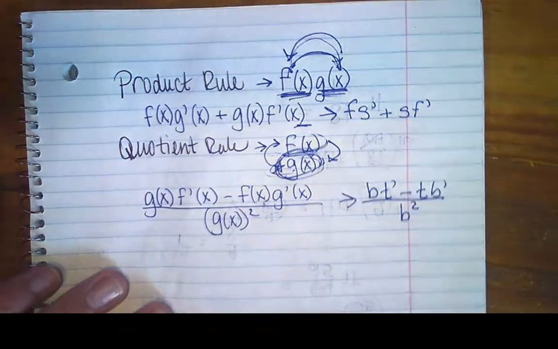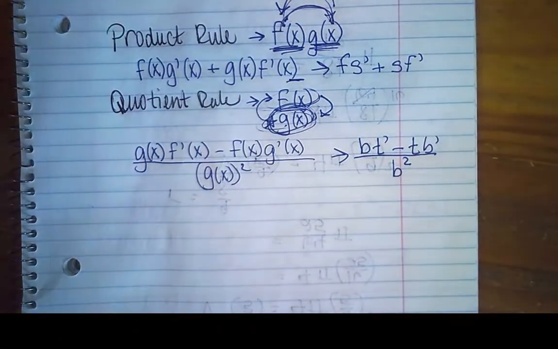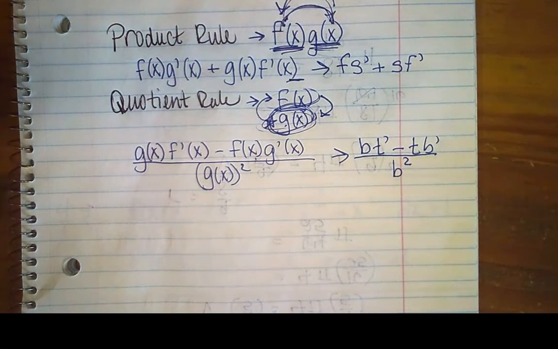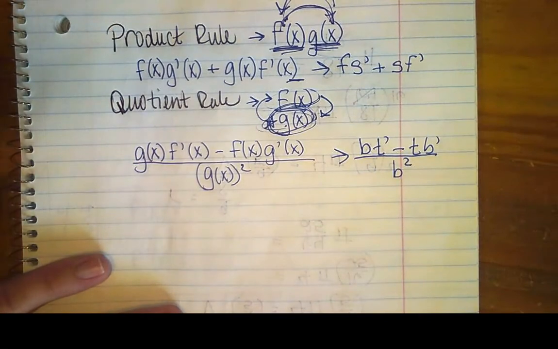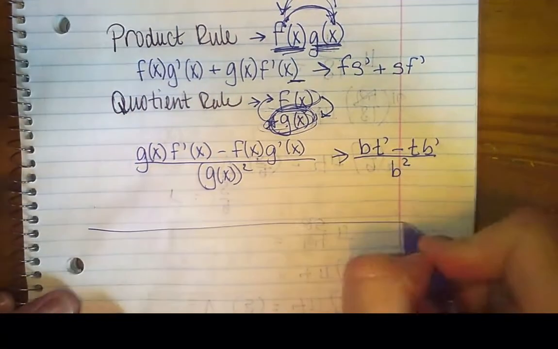Okay, so I'm going to go back and forth as far as what is product rule, what is quotient rule, and how we can get through this mess. Knowing when to use it, knowing when not to use it. Okay, so I'm going to give you one example of each.